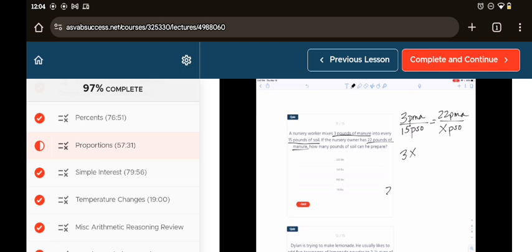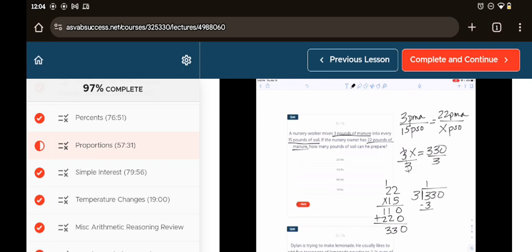3 times x is 3x. Let's find out what 22 times 15 is. 5 times 2 is 10, carry the 1. 5 times 2 is 10, plus 1 is 11. Now placeholder 0. 1 times 2 is 2, 1 times 2 is 2. Let's add it up. 0, 3, 3. 3x equals 330. Now I'm going to divide by 3 so I can isolate the x. So 330 divided by 3.